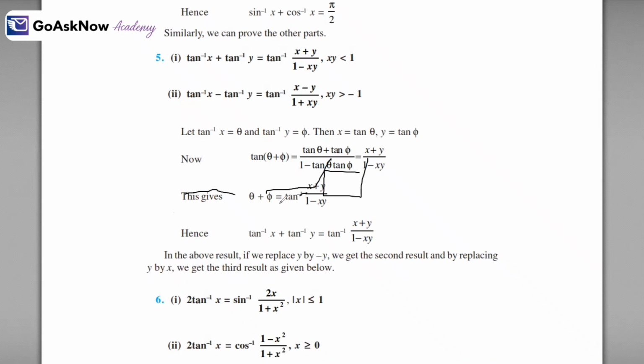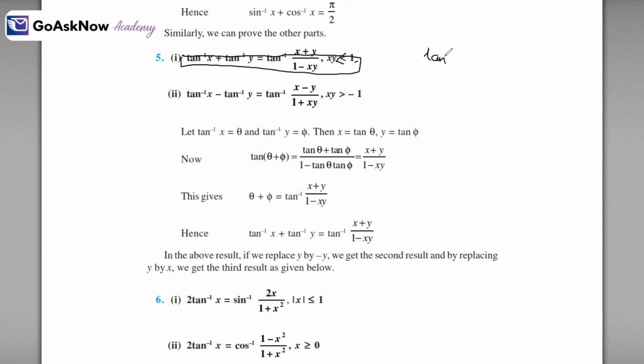Let's see the proof of this formula, which is very important for you: tan inverse x plus tan inverse y is equal to tan inverse of x plus y upon 1 minus xy, where xy should be less than 1. So why is the condition that xy should be less than 1 given here?